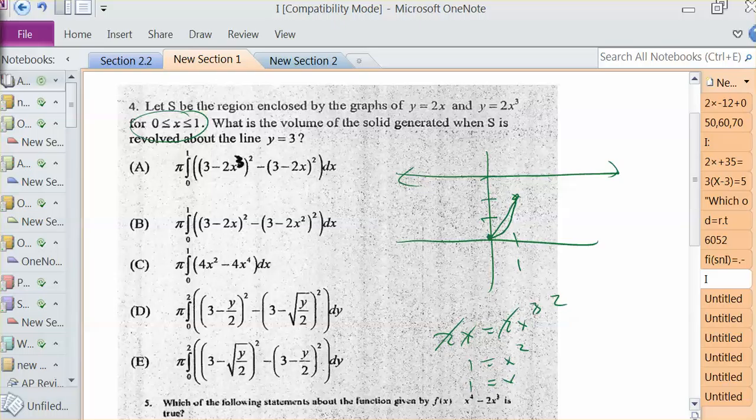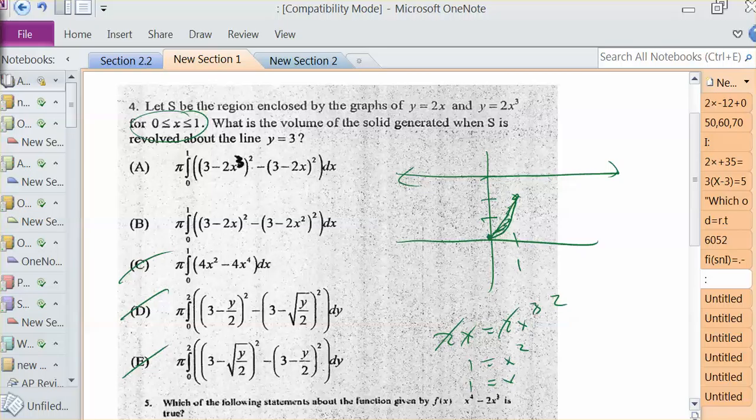So hopefully you can see, and plus if you were to take the second derivative of 2x cubed, it would be concave up. Hopefully that helps. This region is getting revolved around y equals 3, creating a washer. So we know from 0 to 1, eliminate d and e. And we suspect it's a washer, eliminate c. So it's down to a or b.